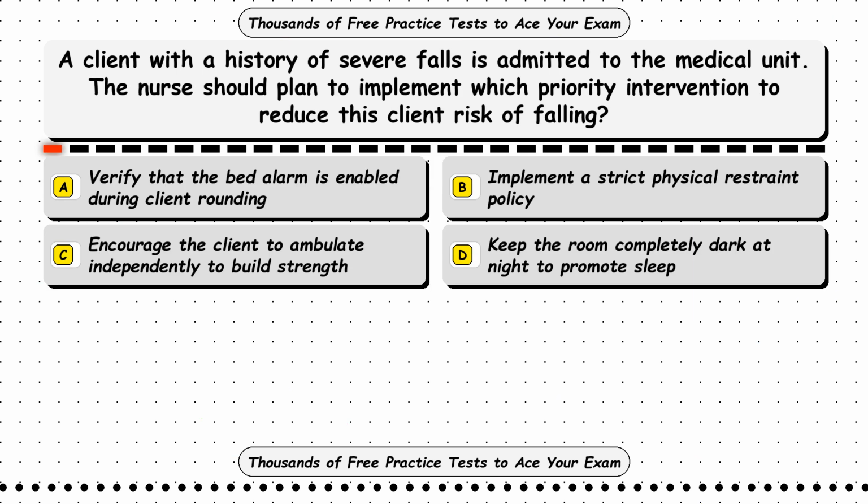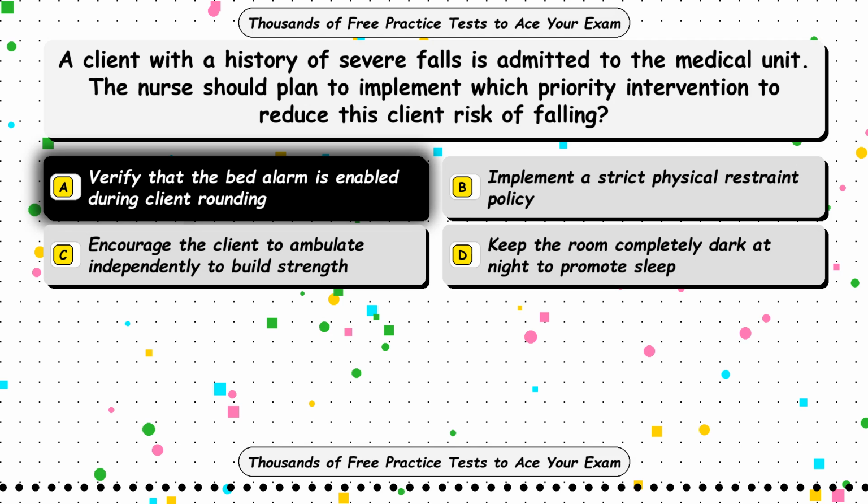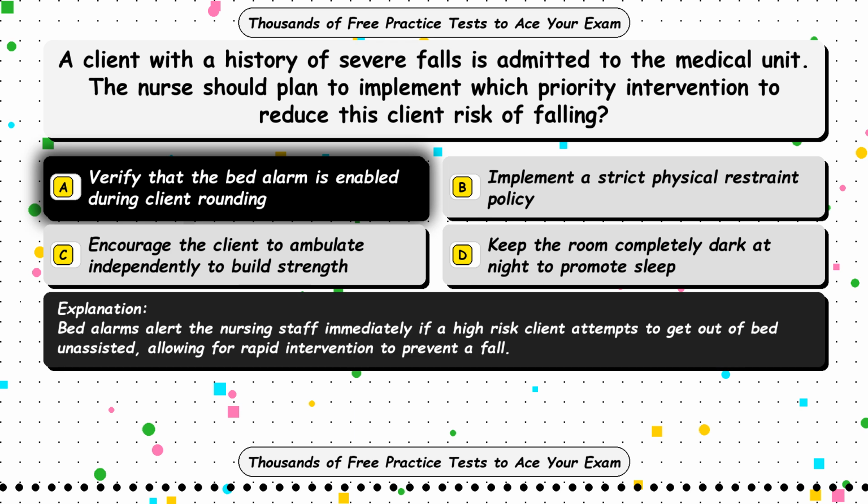Question 108. A client with a history of severe falls is admitted to the medical unit. The nurse should plan to implement which priority intervention to reduce this client's risk of falling? Option A, verify that the bed alarm is enabled during client rounding. Option B, implement a strict physical restraint policy. Option C, encourage the client to ambulate independently to build strength. Option D, keep the room completely dark at night to promote sleep. The correct answer is option A, verify that the bed alarm is enabled during client rounding. Bed alarms alert the nursing staff immediately if a high-risk client attempts to get out of bed unassisted, allowing for rapid intervention to prevent a fall.